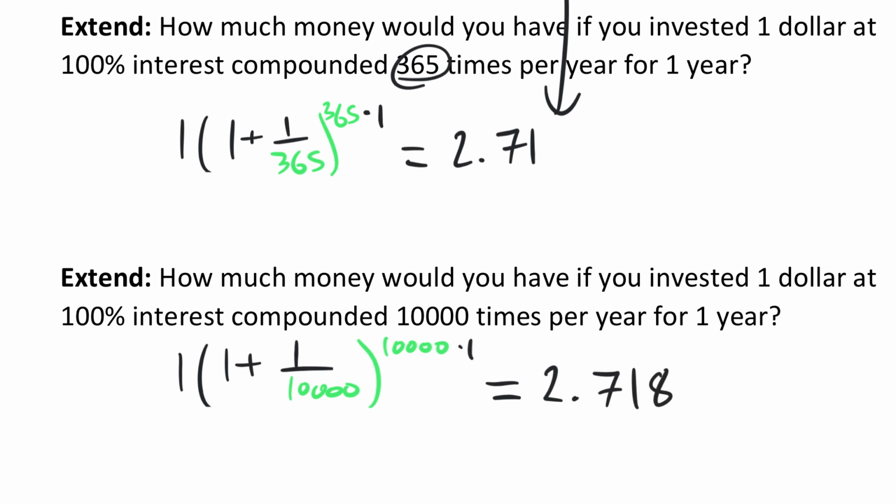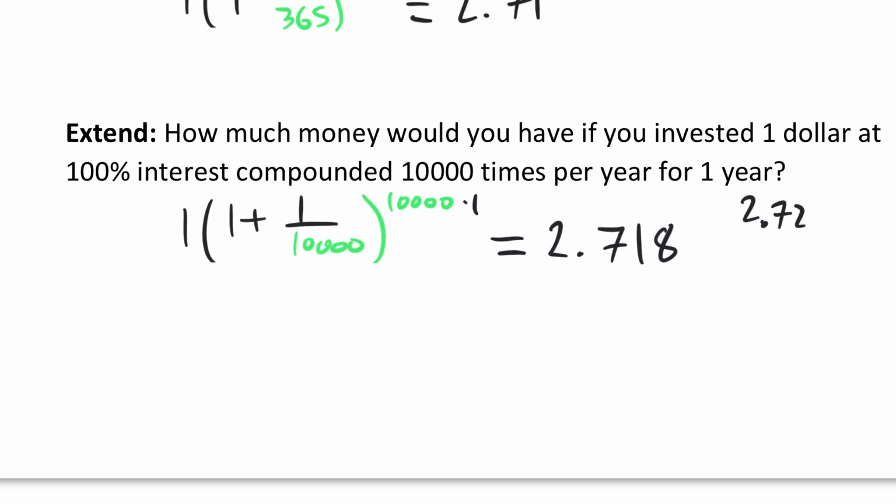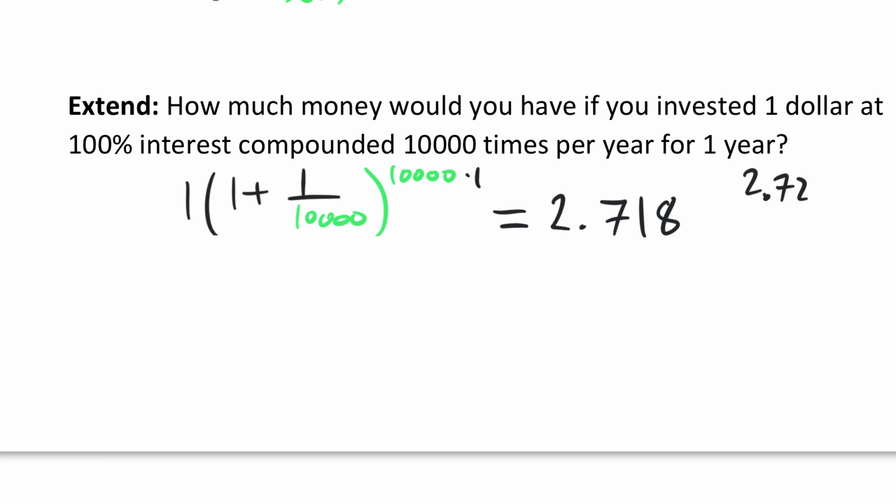2.718. So I guess this would round to 2.72. All that extra compounding only got us a penny? Man, maybe we just need to compound more. Maybe we should just compound it like a million times. Let's just compound it a million times.